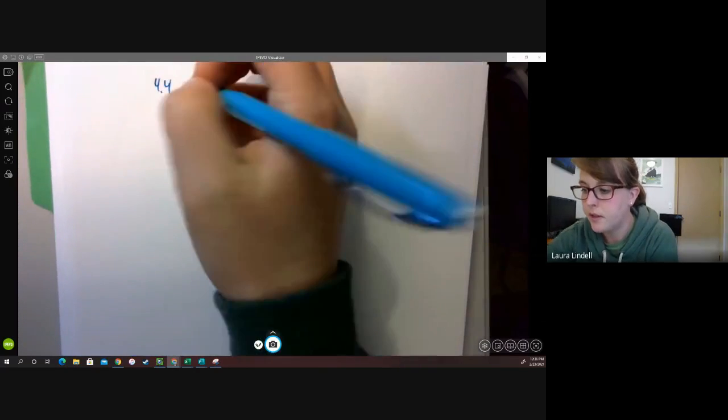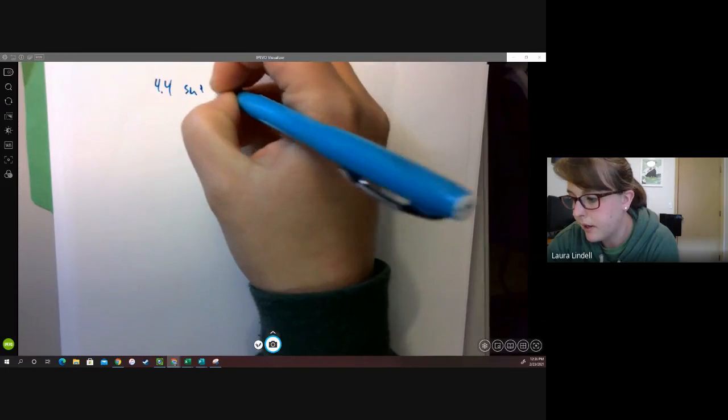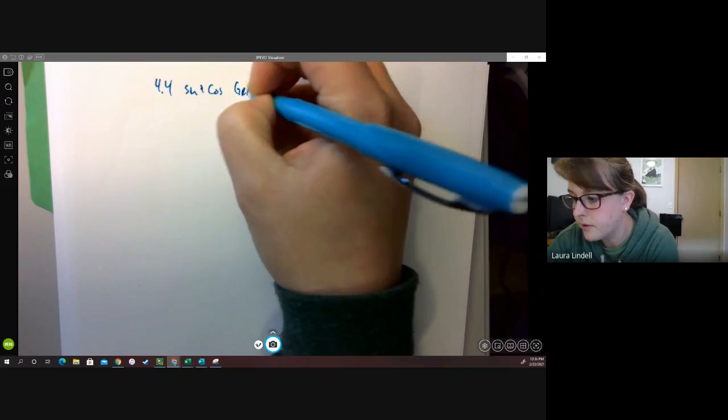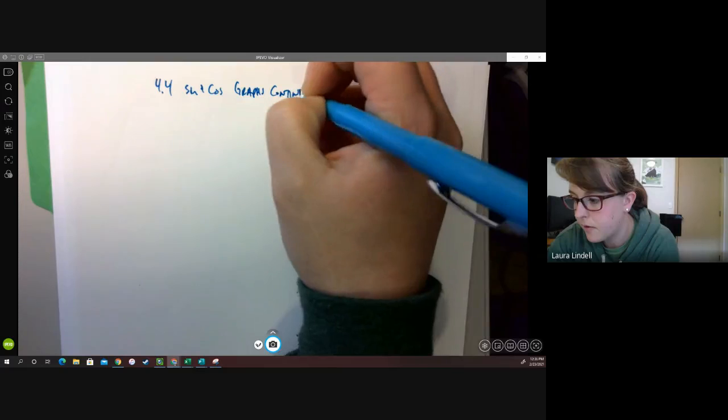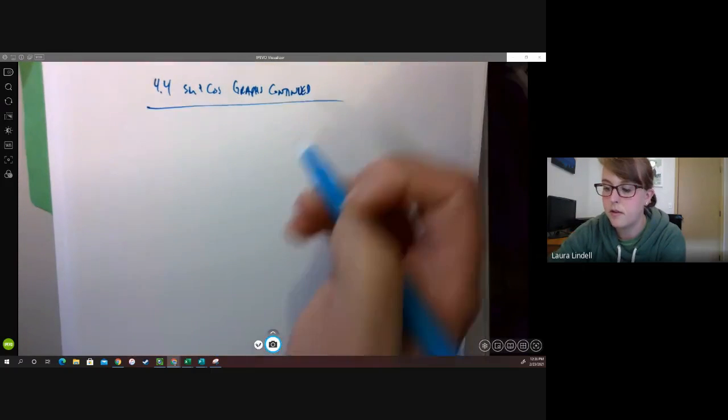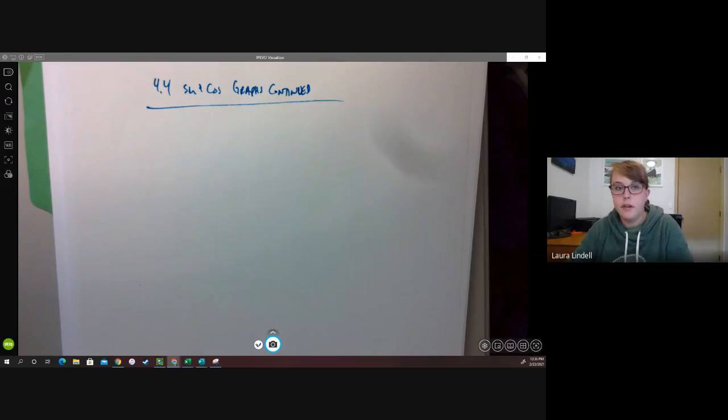4.4 sine and cosine graphs continued. Okay, so yesterday was a short class period, and we kind of briefly talked about looking at a graph and figuring out things like the amplitude and the period and the vertical shift and stuff like that. Today we're going to talk a little bit more about what the equations look like when we've got vertical shift and stuff like that.